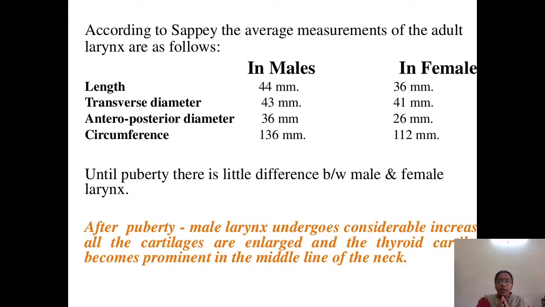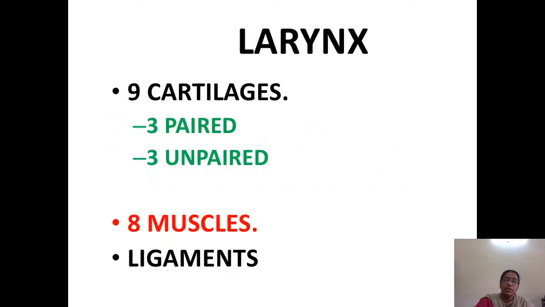So before puberty there is only a mild differentiation, not so differentiating features in the measurements we have spoken of up till now. But after puberty the male larynx undergoes considerable increase in size, because there is a prominent increase in the size of the cartilages. If you observe a male person, you can see a prominent midline structure, the thyroid cartilage, that is the Adam's apple. So with this we can say there is a differentiation in the dimensions of the larynx between male and female. So that is about the situation and the changes in the dimensions.